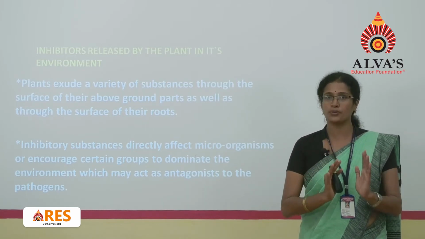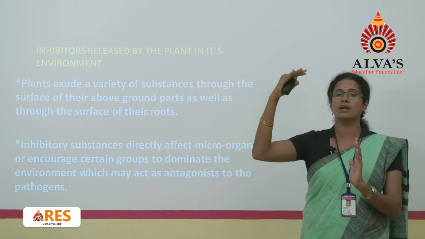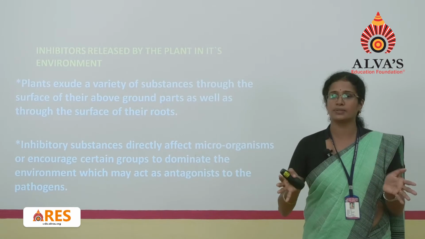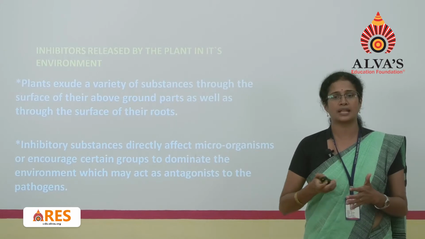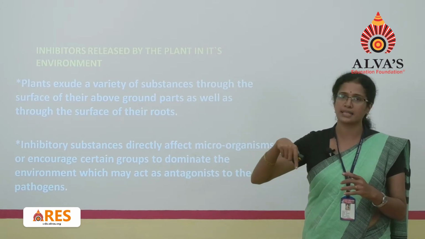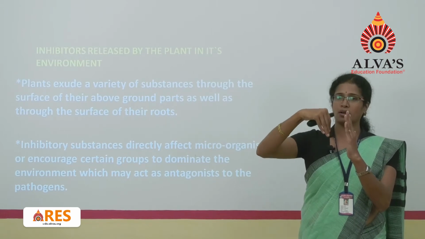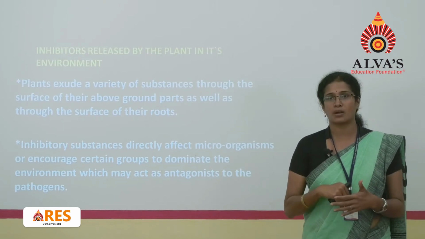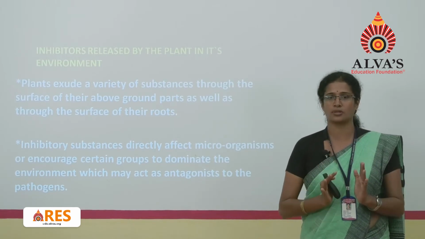Now the plant produces such particular chemicals and releases them into its surroundings. It might be the aerial part above ground level or it might be in the roots, in the soil. Now what happens when these particular compounds are released into the environment? Naturally these inhibitory substances affect the growth of microorganisms present surrounding the plant. So many organisms will be present surrounding the leaf, stem, etc., as well as in the soil. Surrounding the root there will be plenty of microorganisms. So they directly inhibit the growth of such particular microorganisms.